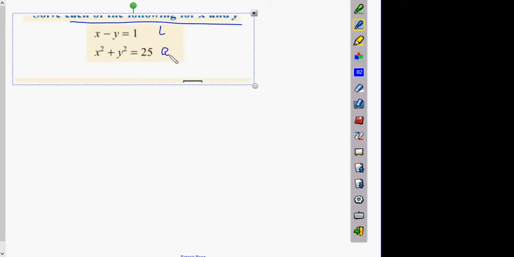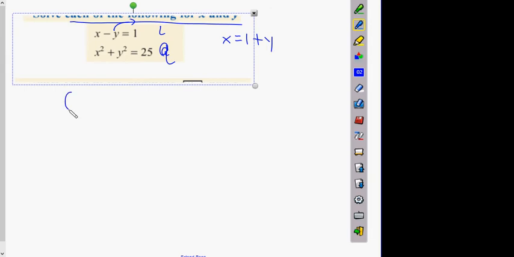Here's how you always do these. Get one letter on its own in the linear. Which letter would you like to get on its own? It doesn't matter. It can be x or y. That's the quadratic. You bring the y over to your side and what you get? 1 plus y. Now that you get 1 plus y, you substitute the 1 plus y in for the x.